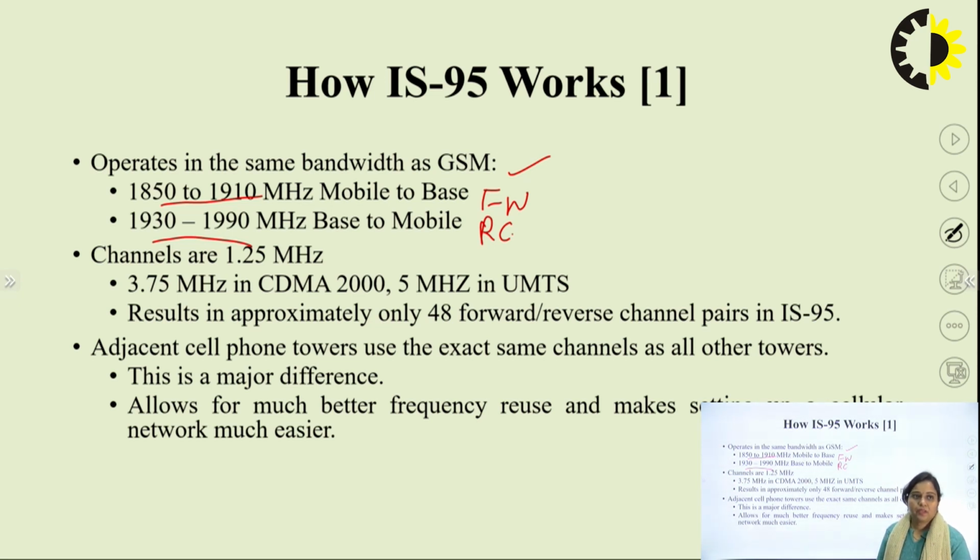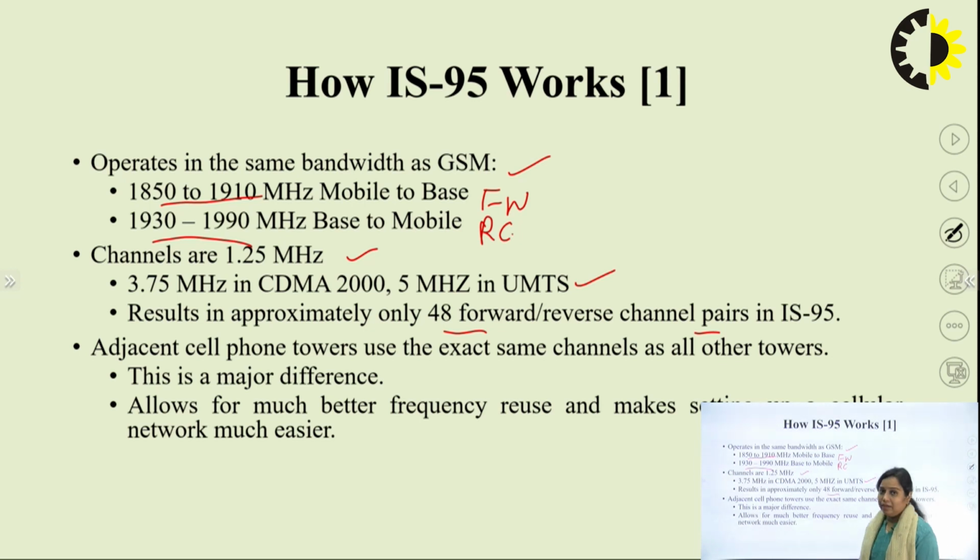So, this is the range of the frequency band in which the data has to be transmitted, and the center frequency is known as the cutoff frequency. Now, the channels are 1.25 megahertz. This is basically the guard band, you can say, which is associated with each user. After the actual data has been transmitted, an additional band is required as a guard band. Then it is 3.75 megahertz in CDMA 2000 and 5 megahertz in UMTS. It results in approximately only 48 forward or reverse channel pairs in IS-95.